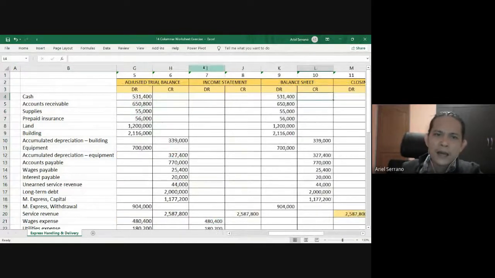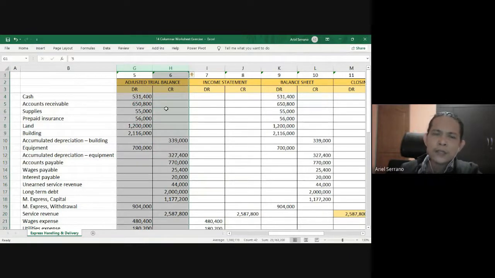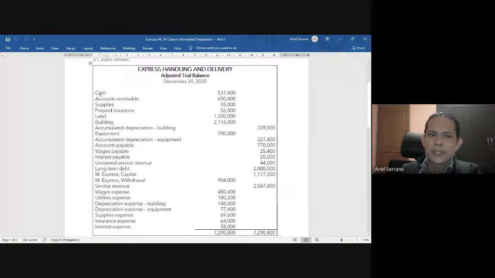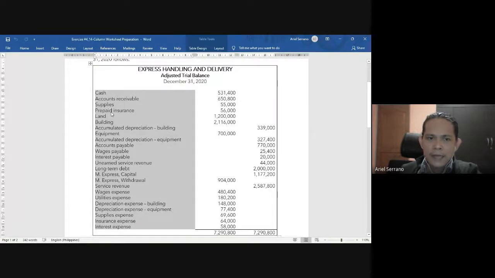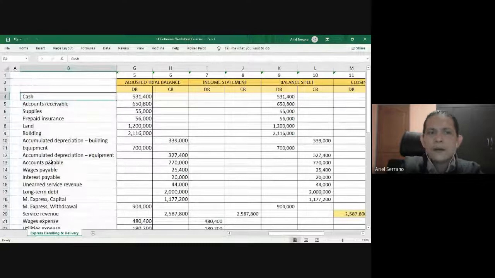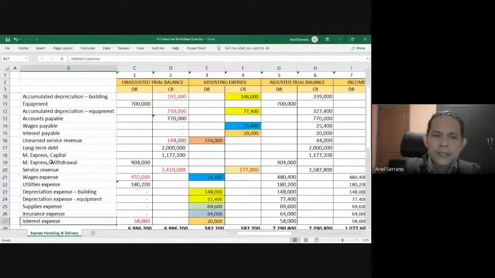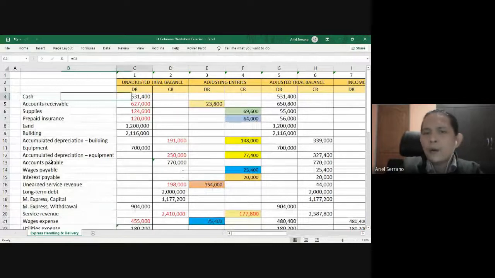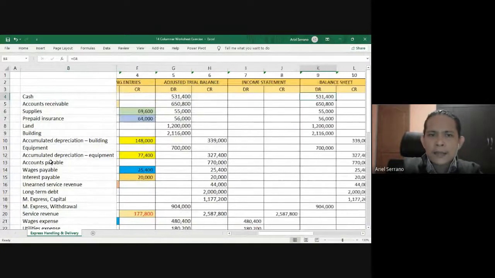I froze the sheets here so that we can move and see only the important info. So we have your cash, accounts receivable, supplies, which is basically a copy of this one, from the cash account up to the interest expense. So if you take a look at this one, from cash to AR to supplies until the interest expense account. Okay? Now, we will just get the amounts.